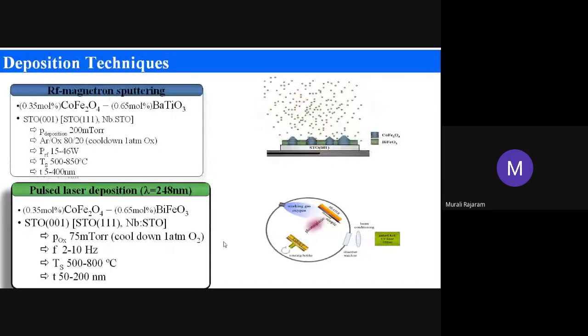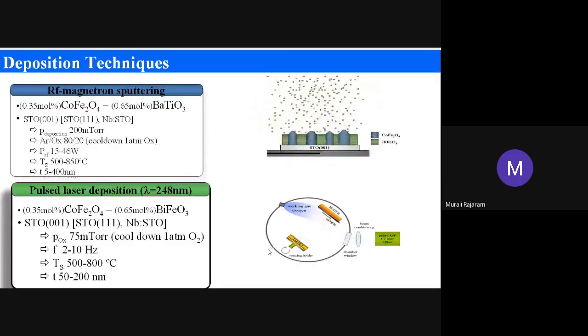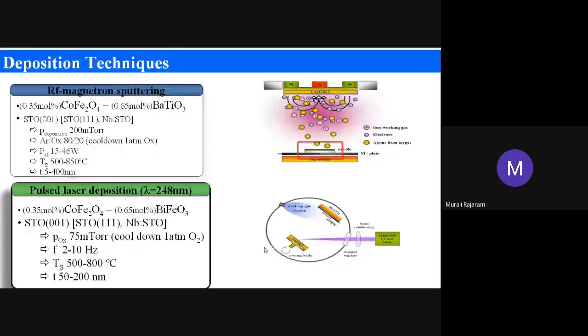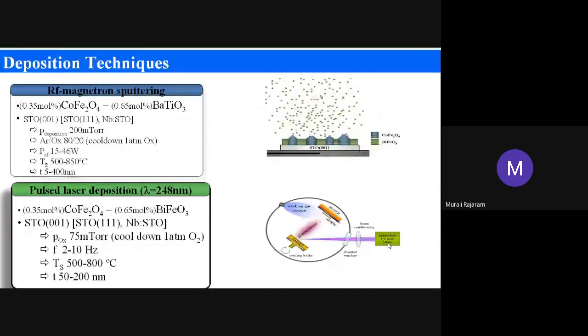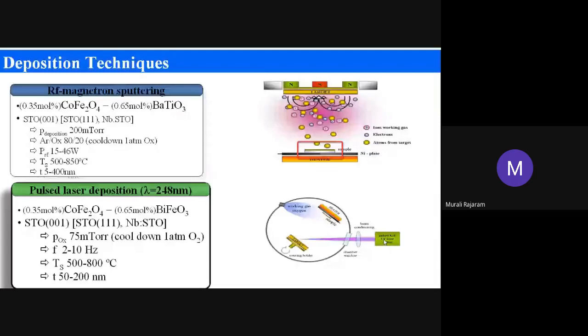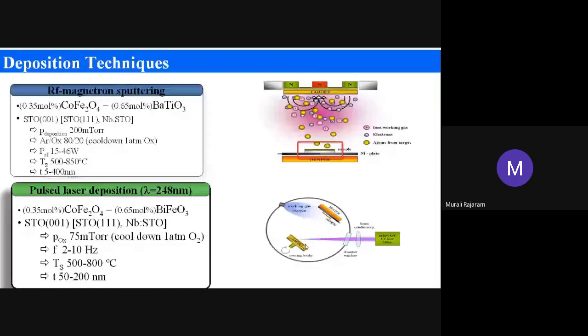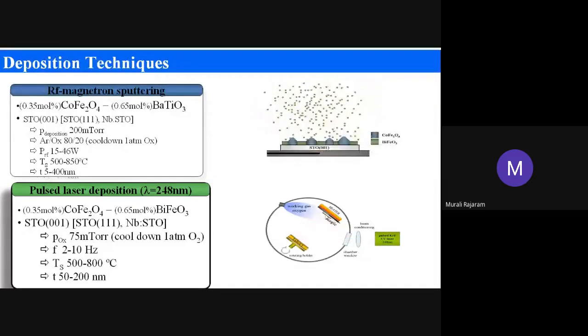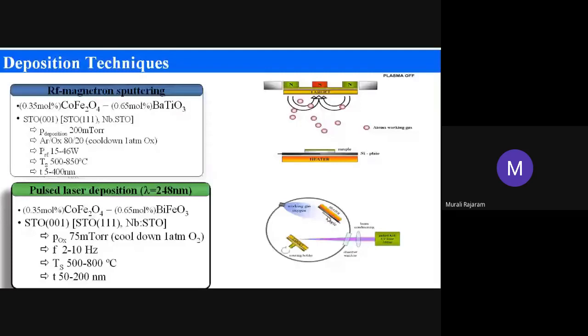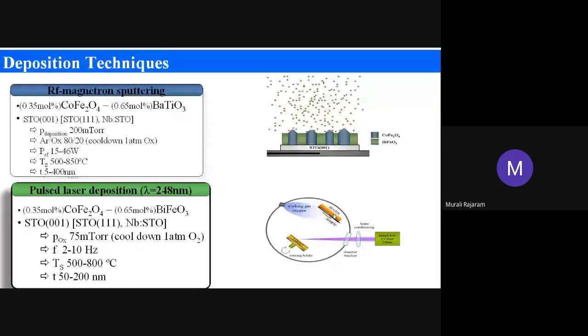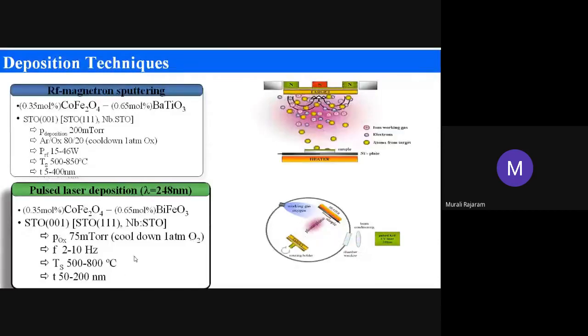This cartoon shows how pulsed laser deposition works. You have an excimer laser, and the pulses fall on a target. It produces plasma, and if you have a substrate here, thin films can be grown. The films can be grown in different atmospheres, like oxygen if you're preparing oxides, or if you want to grow metals, you can use argon as a gas, so you can prepare metals also.